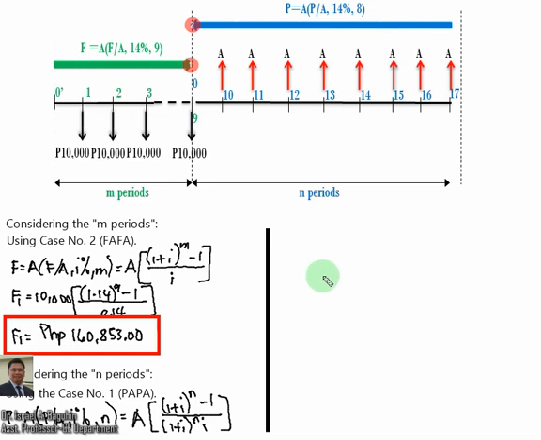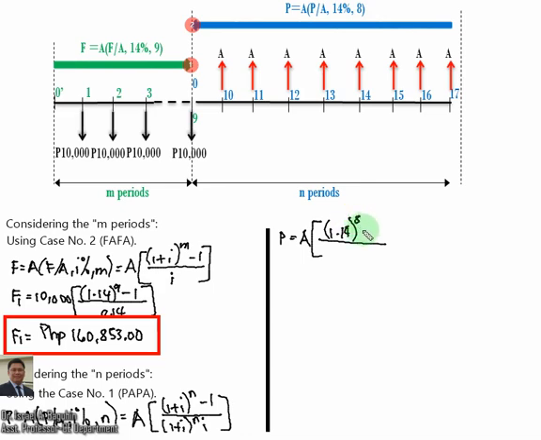So calculating now, we have P equal to this annuity, which is unknown, times this quantity, so we have 14%, so 1.14 raised to the N, and our N is equal to 8 years.